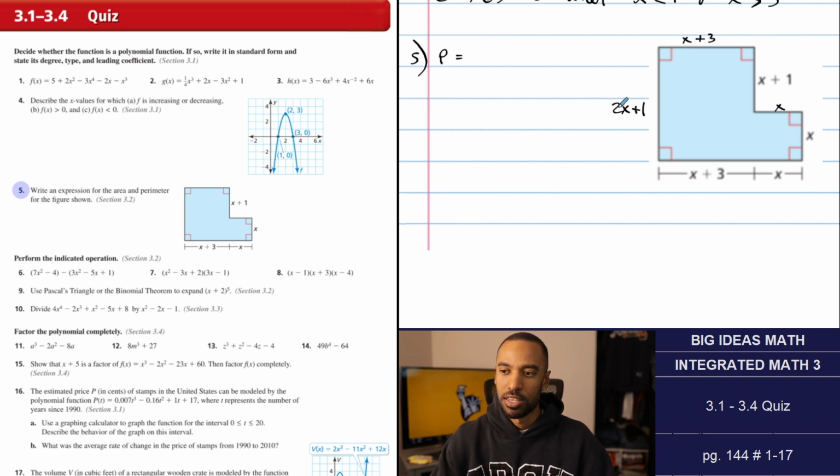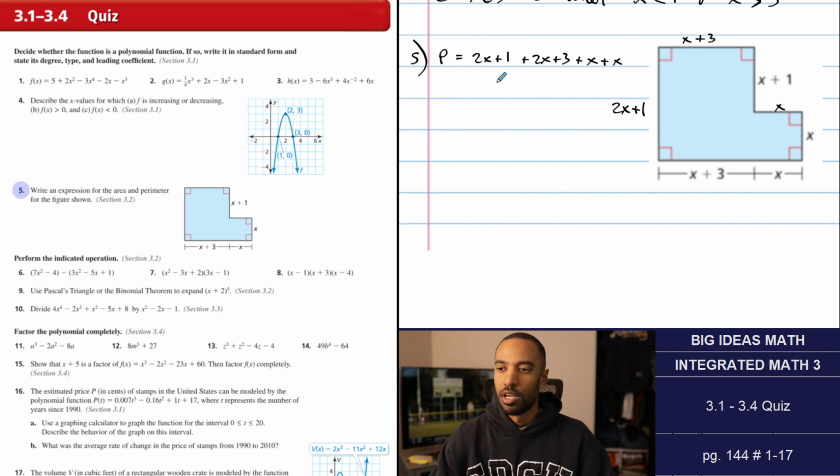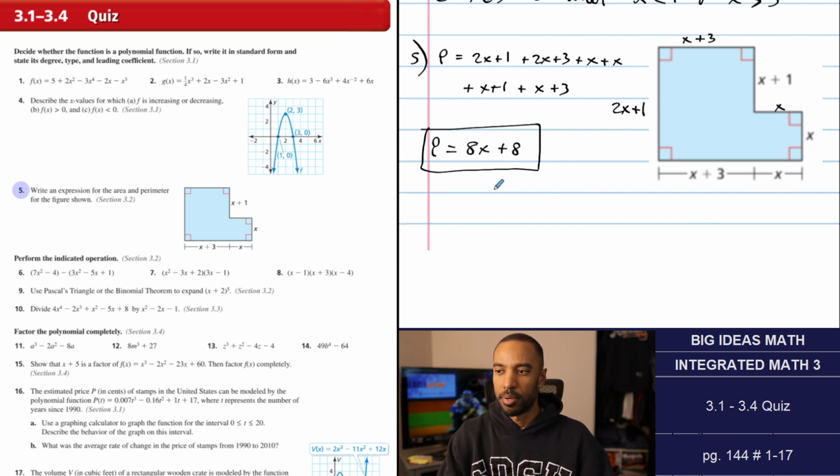So the perimeter of this, let's add all around here. We got 2x plus 1 as a whole, plus 2x plus 3, plus x plus x plus 1 plus x plus 3. Really, it's all one set of things for which we're going to combine: 2x, 4x, 5x, 6x, 7x, 8x, and 1, 4, 5, 8. 8x plus 8. And that's the expression. So I'm simplifying that for perimeter.